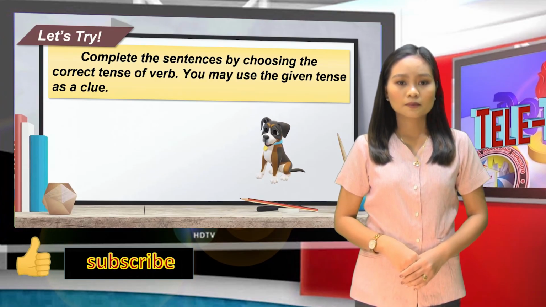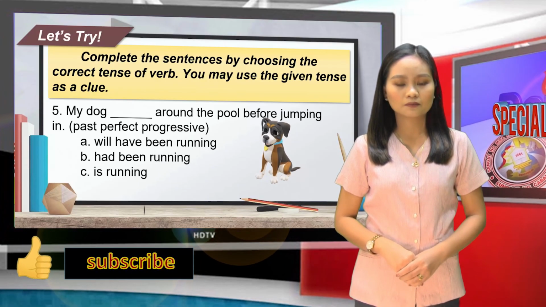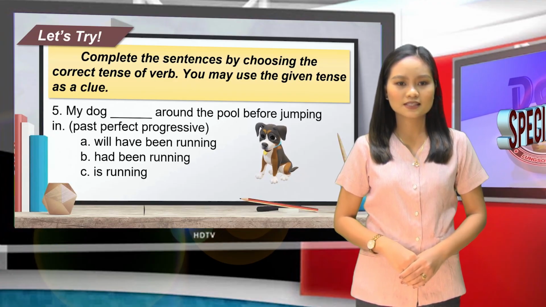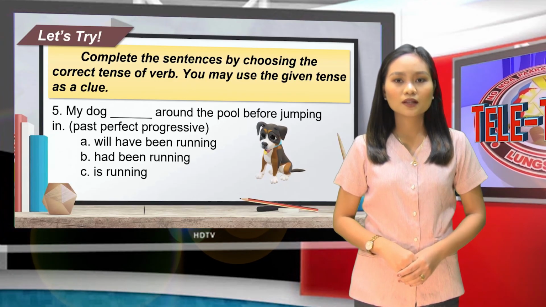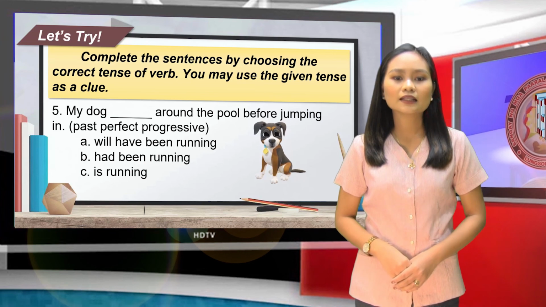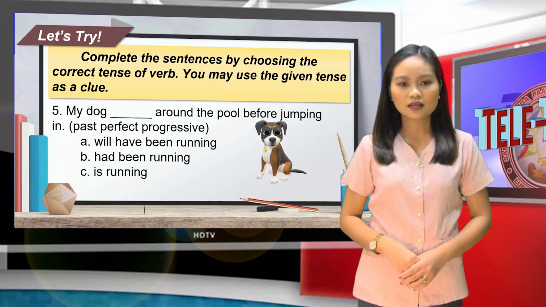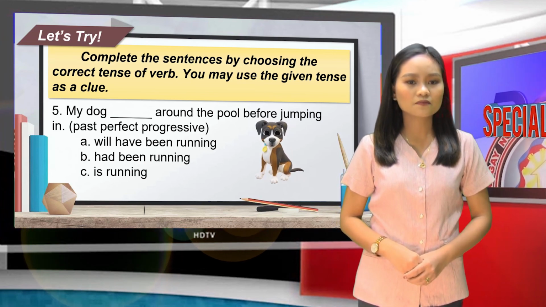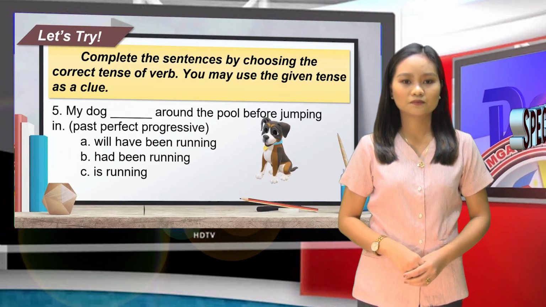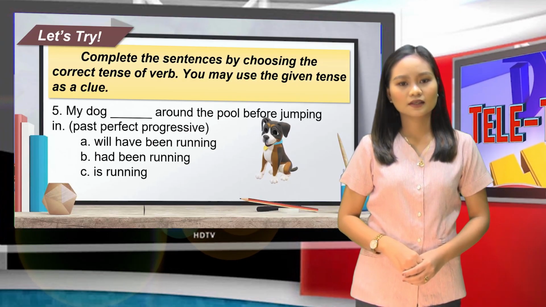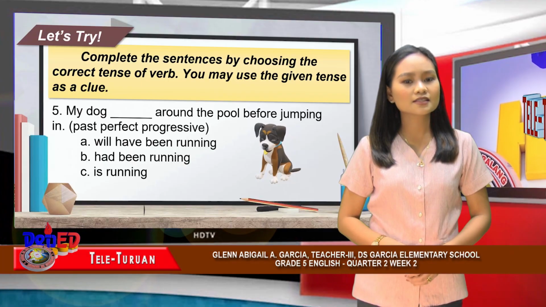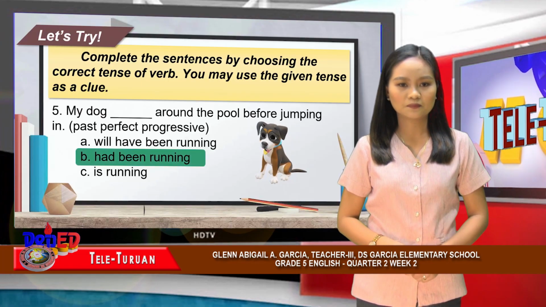And number 5. My dog blank around the pool before jumping in. Here are your choices. Letter A, will have been running. Letter B, had been running. Letter C, is running. That's correct. The answer is letter B, had been running.